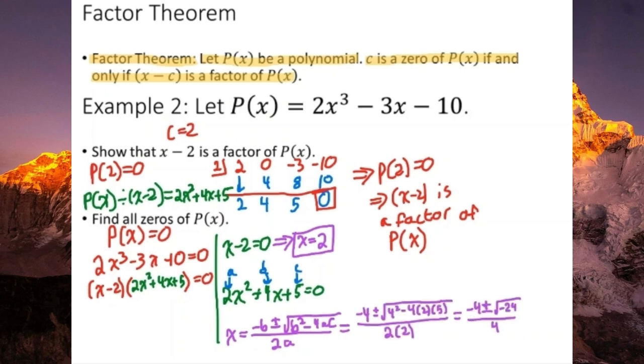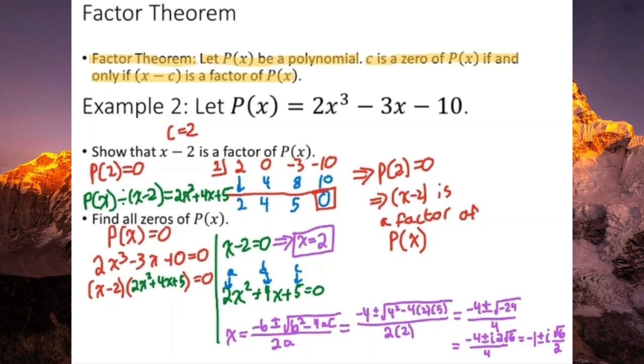Now, when we do a little bit of simplifying, we have negative 4 plus or minus the square root of negative 24 over 4. Since we're taking the square root of a negative number, our answer is going to be imaginary, so we want to put the i representing the square root of negative 1. And if we simplify root 24, we get 2 root 6, which, if we reduce everything down a little bit more, gives negative 1 plus or minus i root 6 over 2.